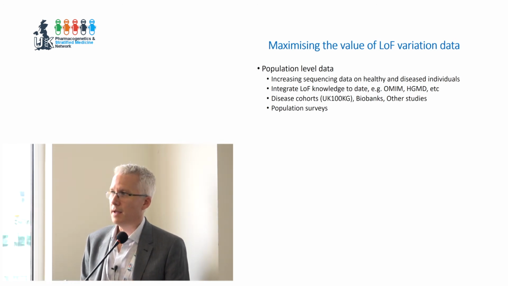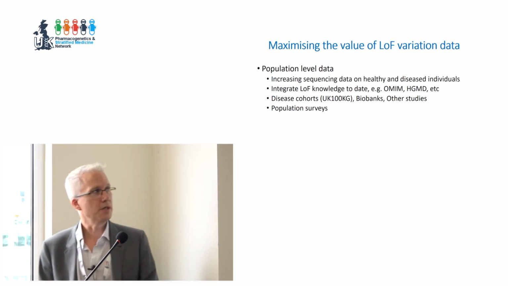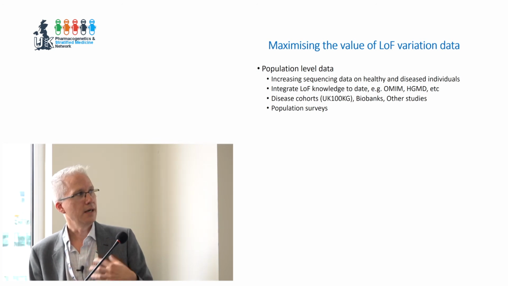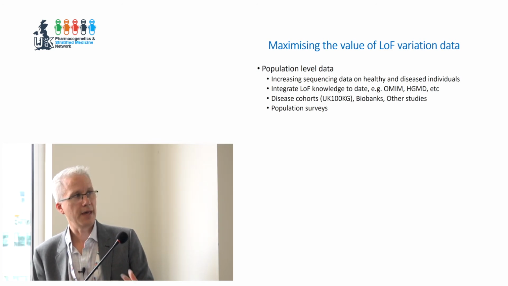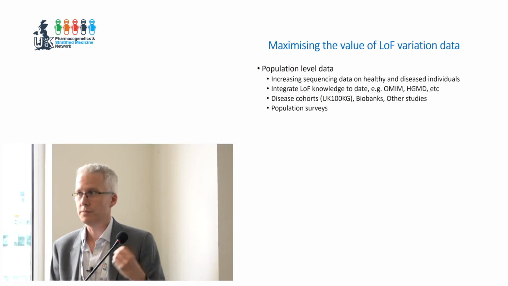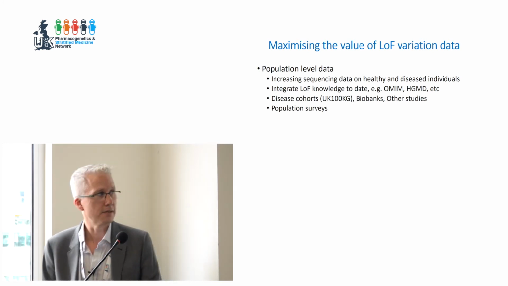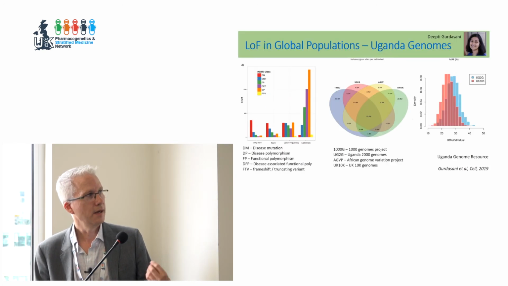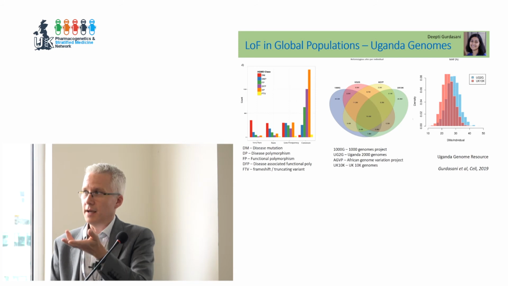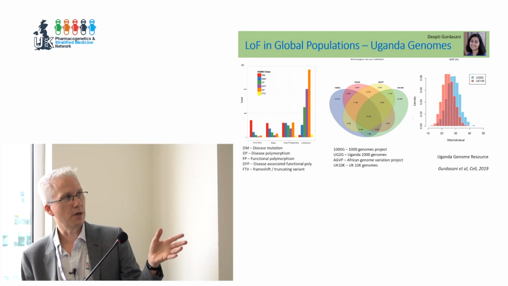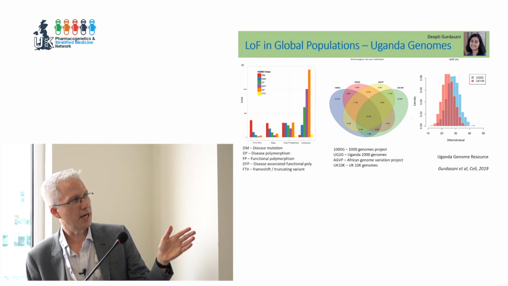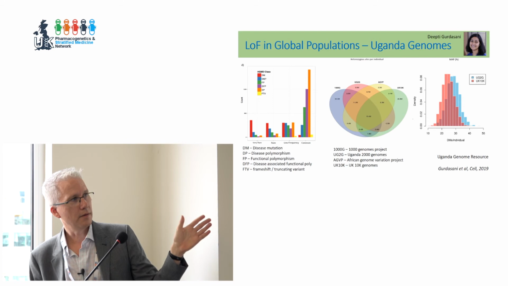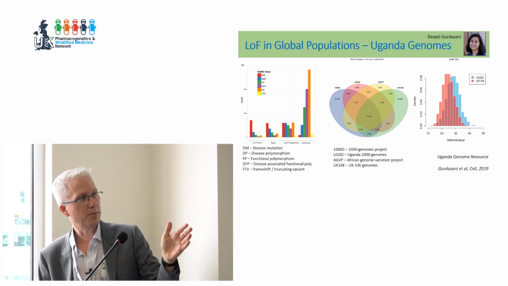Things like GEL and Genes & Health projects are great opportunities for getting lots and lots of mutation and variation data, increasing the sequencing data in healthy and diseased individuals. We need to integrate this with what we know already, OMIM, HGMD, and so on, and the disease cohorts that we're studying and population surveys. And Deepti here in the front row has done some really nice work with the Ugandan Genome Project. Here they've shown enrichment of loss of function variants in this population.